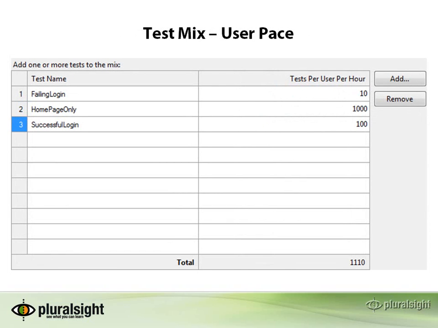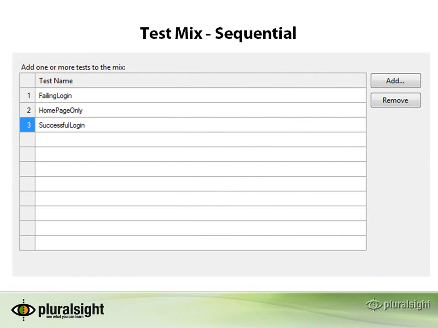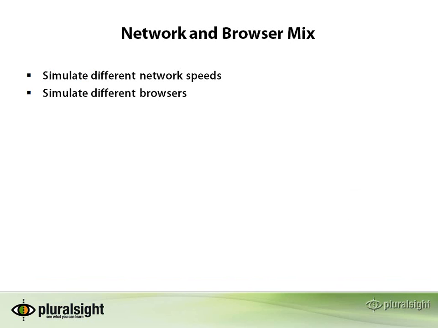If you chose the user pace option, then you can simply set the tests per user per hour that each test should have, as shown here. And finally, if you use the sequential model, there are no other options to set. You can simply choose the order in which the test should be run, and they will be cycled through sequentially by each virtual user.